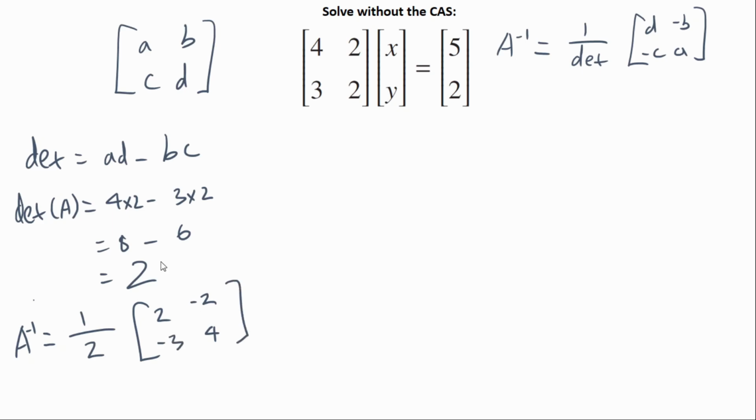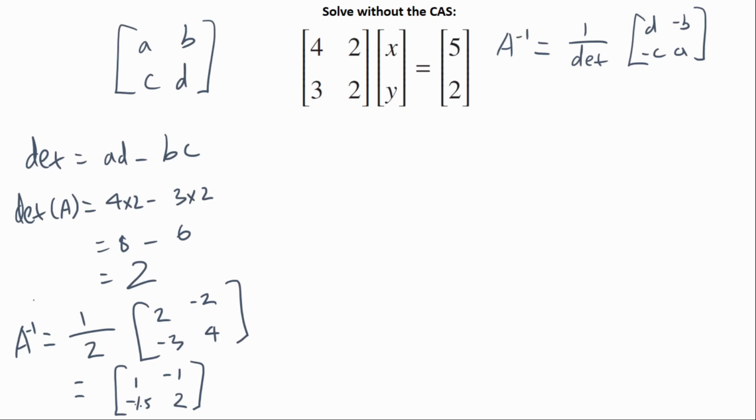Alright, once we've done that, we can multiply. This is just scalar multiplication, so I'm just going to multiply everything inside the matrix by the number outside of it. So remember, multiplying by half is the same as dividing by 2. So that matrix there will be 2 divided by 2, which is 1, negative 2 divided by 2 is negative 1, negative 3 divided by 2 is negative 1.5, and 4 divided by 2 is 2, and just put that into the matrix there.